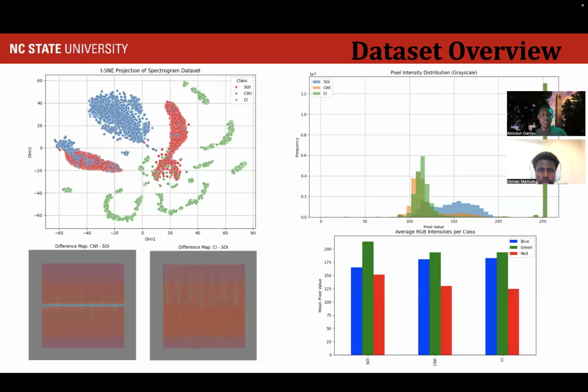For the exploratory data analysis on the spectrogram data set, we're looking at the t-SNE plot, which shows the distinction between the three classes of data, with some overlap between the SOI and CWI. We'll take this into consideration when developing the model, and we'll talk more about it in the results section.